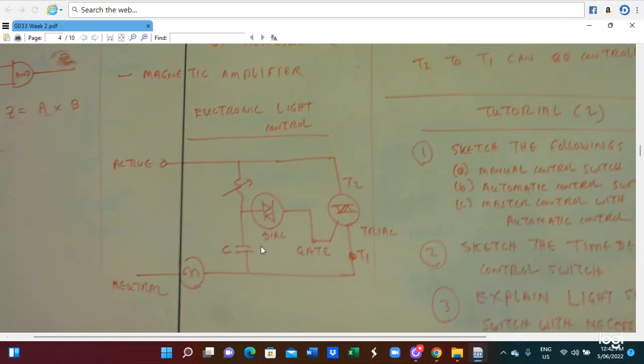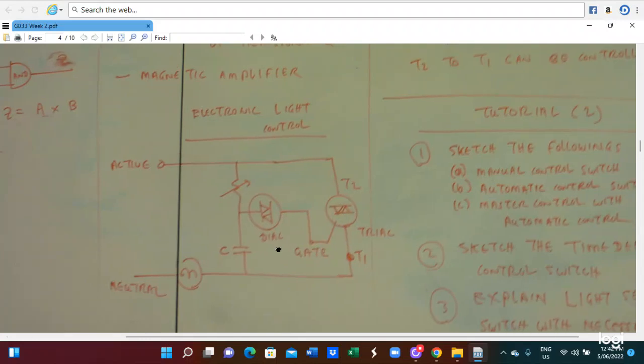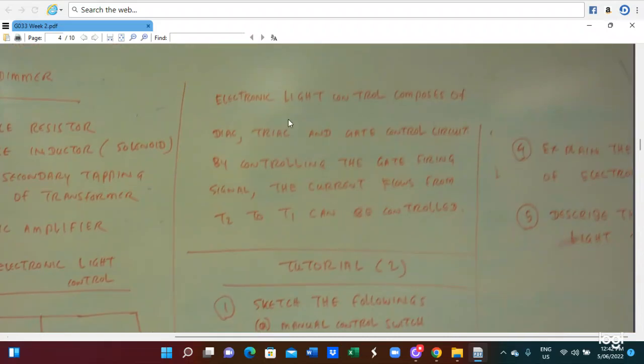So this is the diac, this is the gate, and this is a triac. This one will provide the gate signal, and then it will provide the light control. This electronic light control is composed of the triac and the gate control circuit.